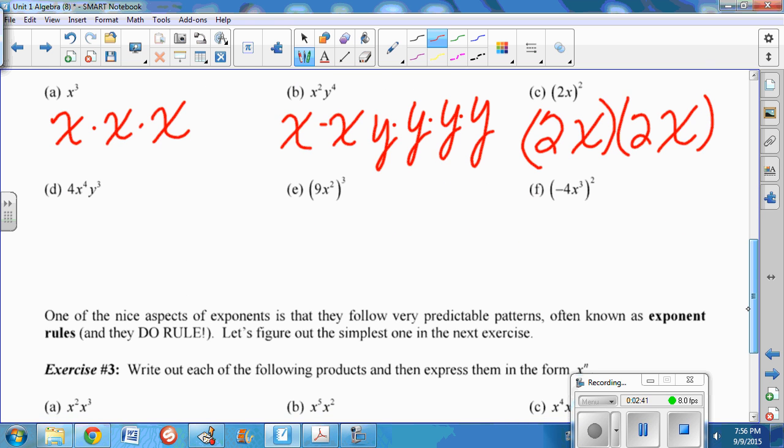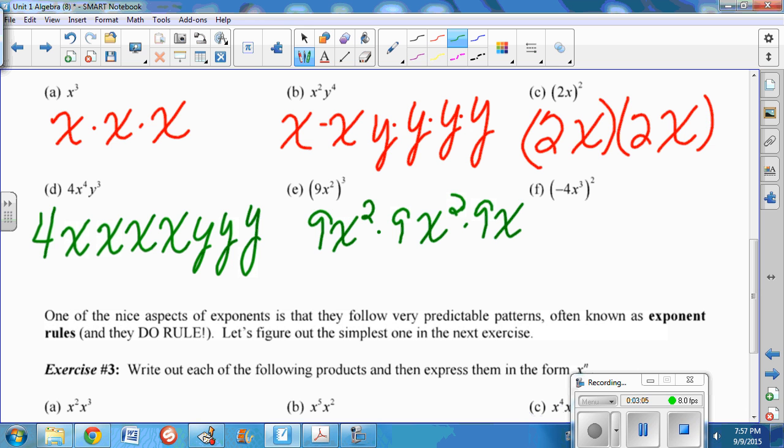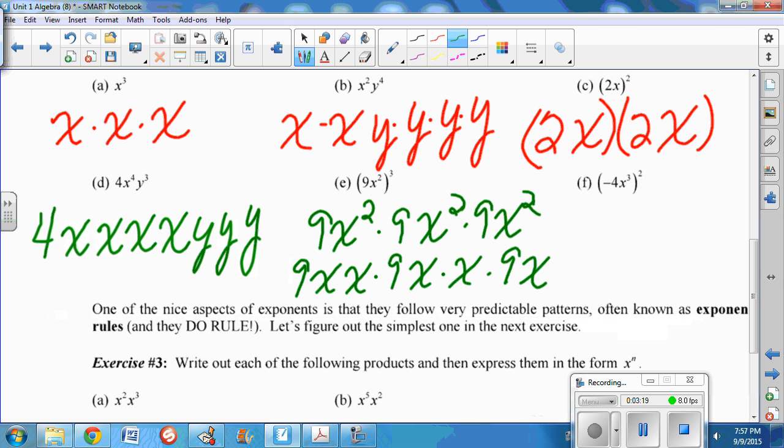Then next row, we have 4x times itself 4 times, y times itself 3 times. Letter E, 9x squared to the third power. So that means 9x squared times 9x squared times 9x squared. But we could also extend out those x squareds. So 9x times x times another 9x times x times a third 9x times x.